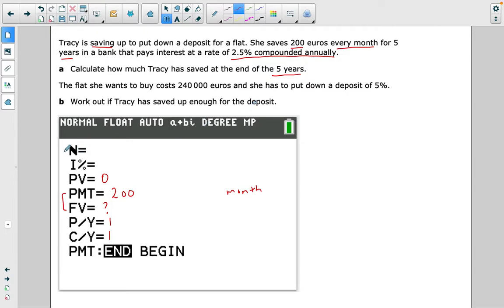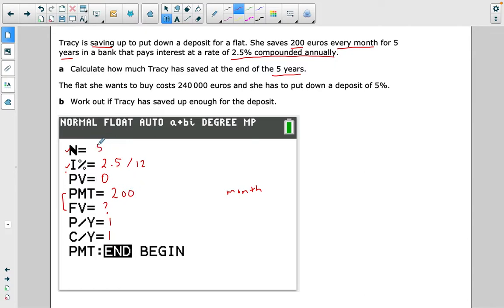Next, what's really important is the number of years and the interest. The interest is 2.5% compounded annually, but the payment is done in a month. So you need to take this compounded annually and divide it by 12. That's why the month is important, because it's 2.5 for the whole year, but the payment is done per month. So you need to split it within each month. And then the payment is 200 per month.